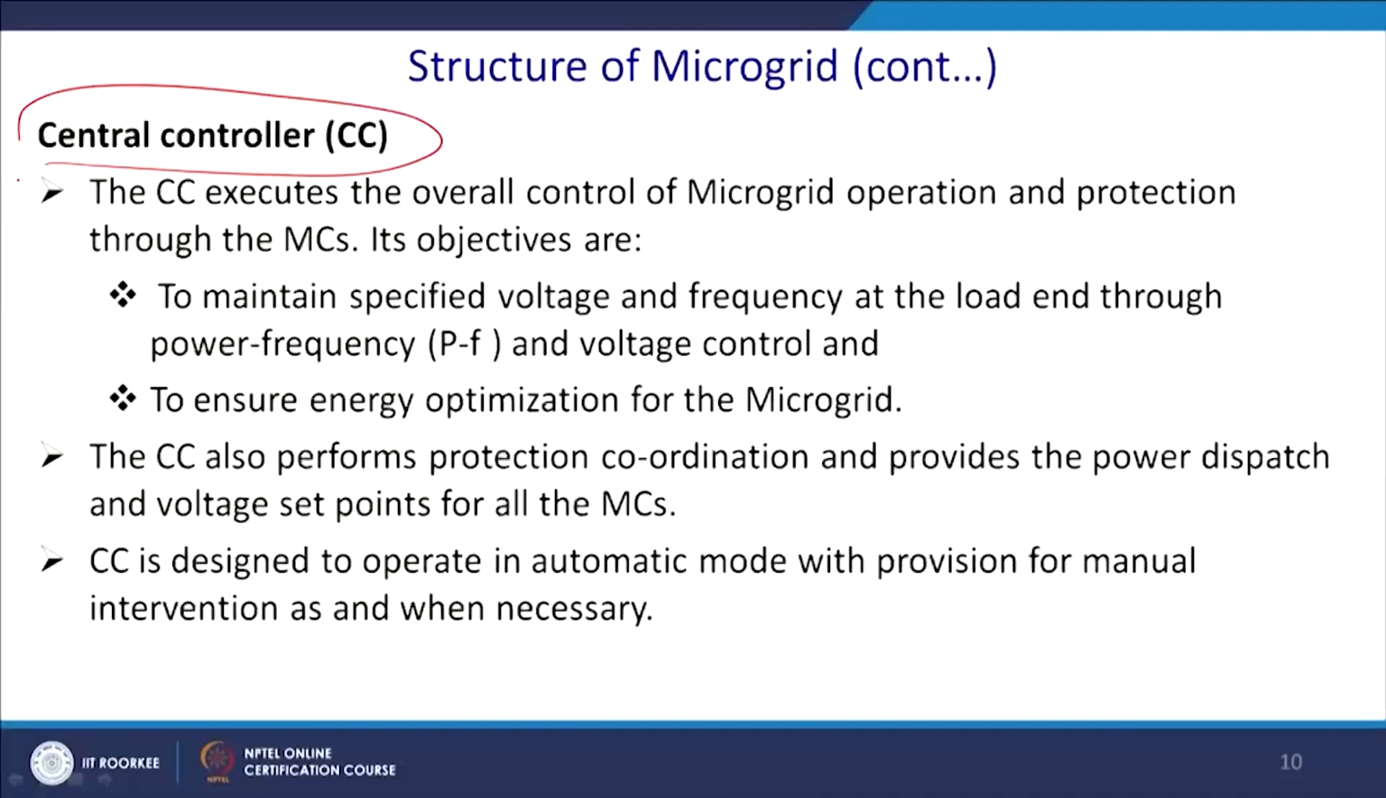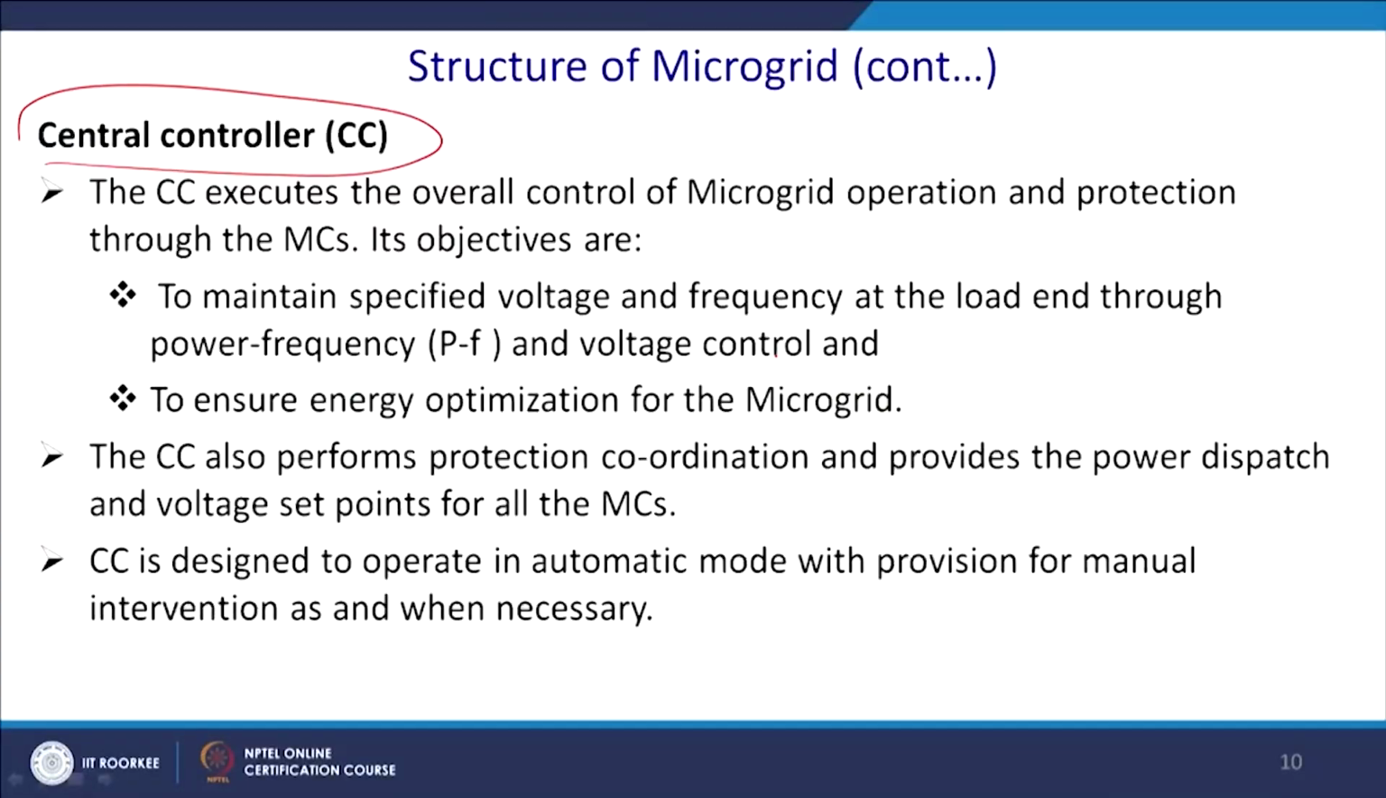Then what is the task of the centralized control? Centralized control executes overall control of the microgrid operation and protection through MC. So, it gets data from the MCs and ultimately it takes a supervisory role. What does it do? It maintains specific voltage and frequency in case of the AC microgrid, and in case of the DC microgrid only the voltage at the load end, through the power frequency and the voltage control, and to ensure energy optimization for the microgrid.